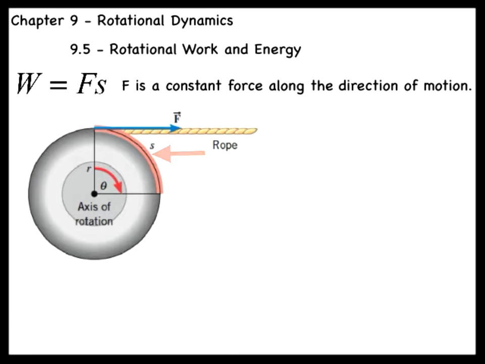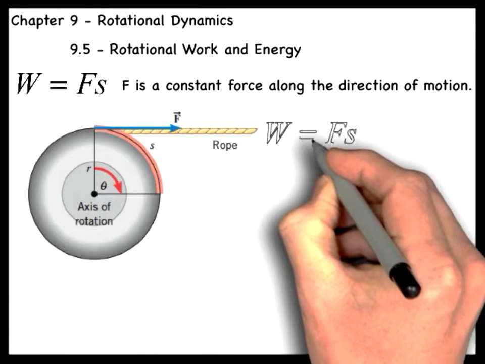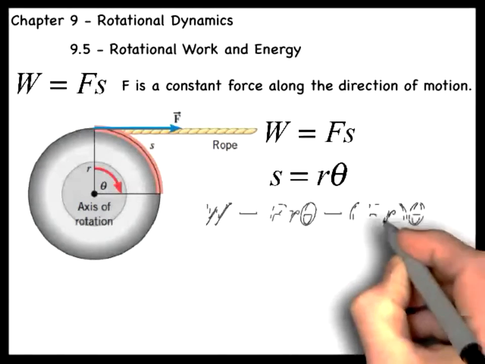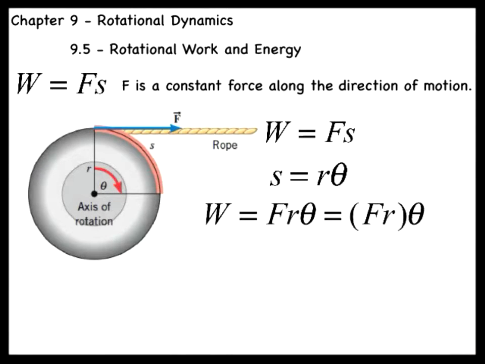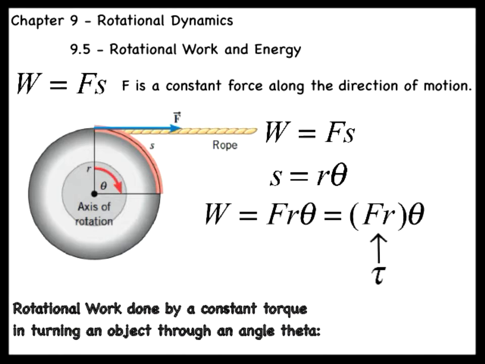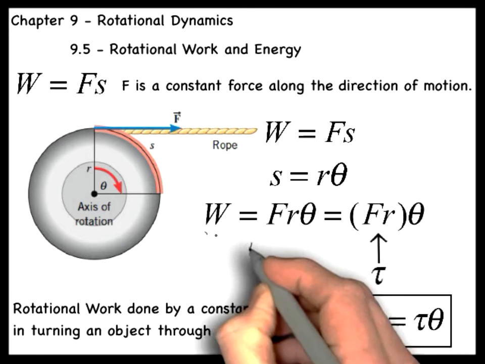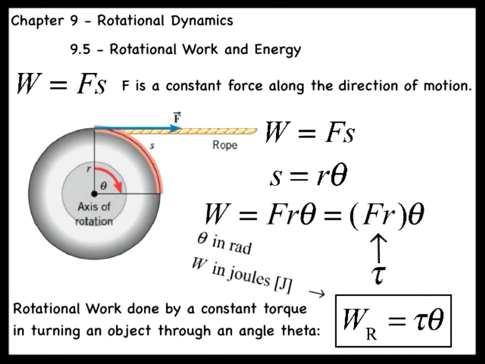Since the force is applied tangentially to the edge of the wheel, it will also point along the direction of the displacement of the point P. Therefore, we can calculate the work done as W equals F times s. Since s is equal to r times theta, the work becomes F times r theta. We group the F and r together and recognize that this product is the torque applied to the wheel by the tension force F. Therefore, we write the rotational work as W_r equals torque times theta. Here, theta must be expressed in radians, and the SI unit of work is joules.